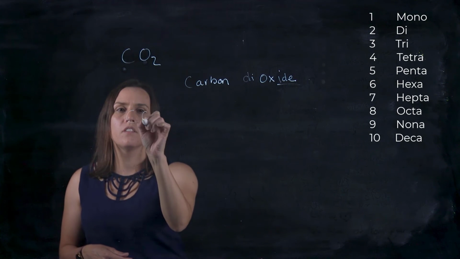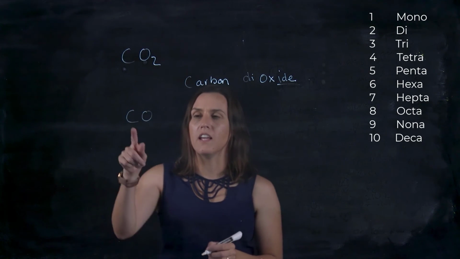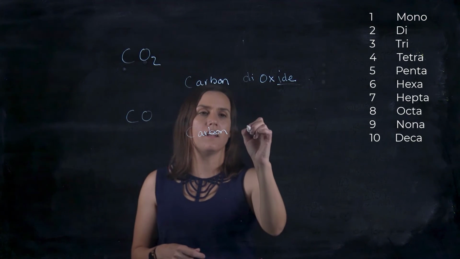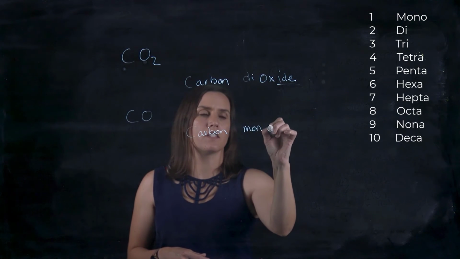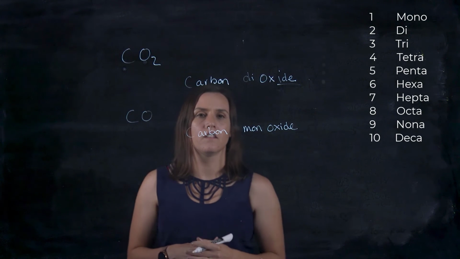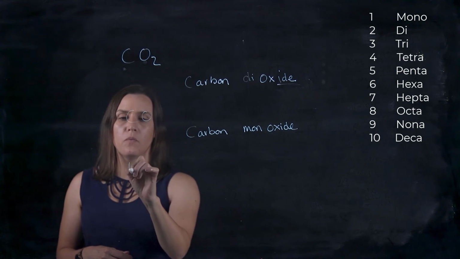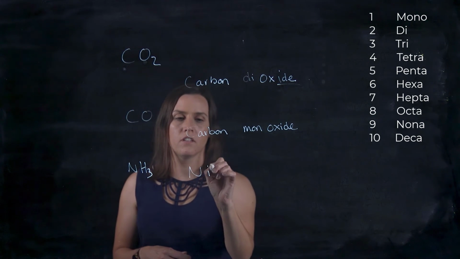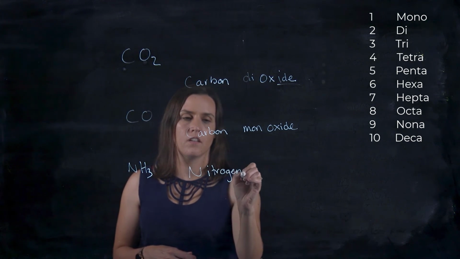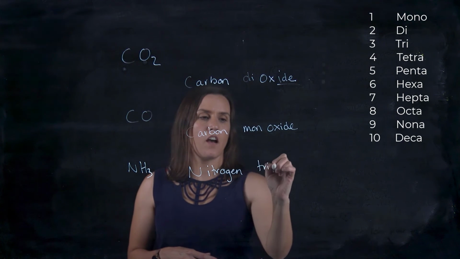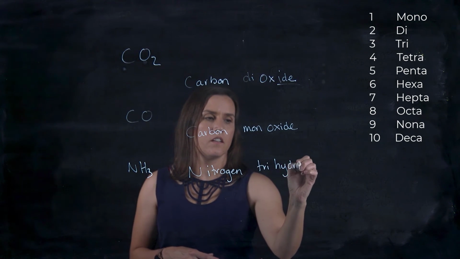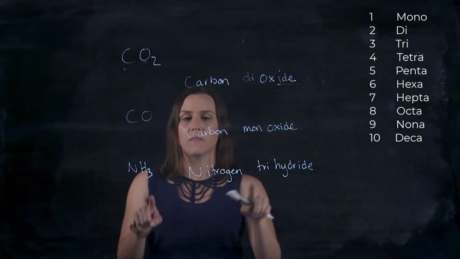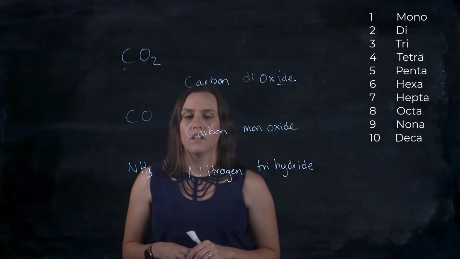So let's do CO. Again, I've got carbon at the beginning. I've got 1 at the end, so it's monoxide. What about NH3? So that's nitrogen. Trihydride. So I've got the "ide" at the end. I've got 3 of them. I've only got 1 nitrogen.